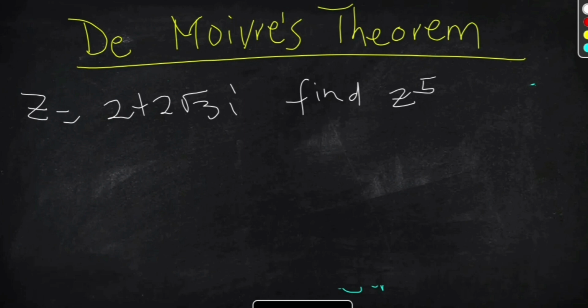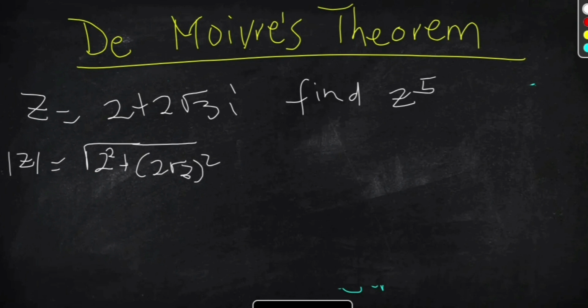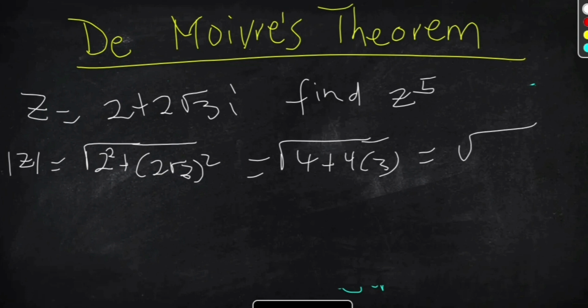So finding the radius of z equals square root of 2 squared plus 2 root 3 all squared. This gives root of 4 plus 4 into bracket 3. Root of 4 times 3 is 12, plus 4, 16. That gives a value of 4. Let's find the angle.